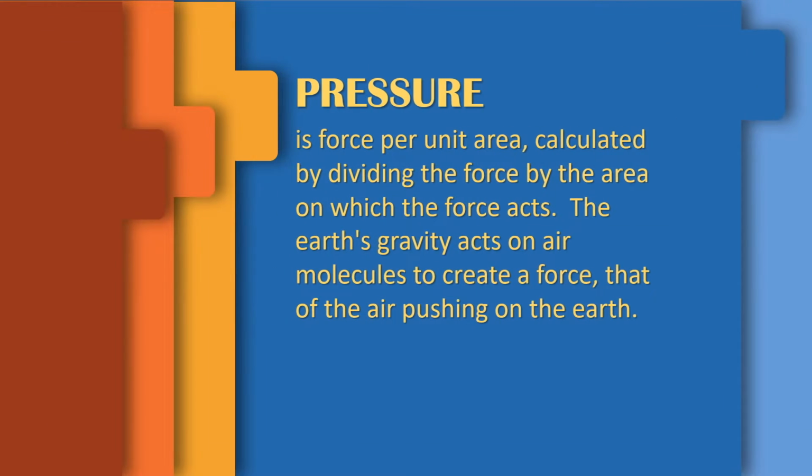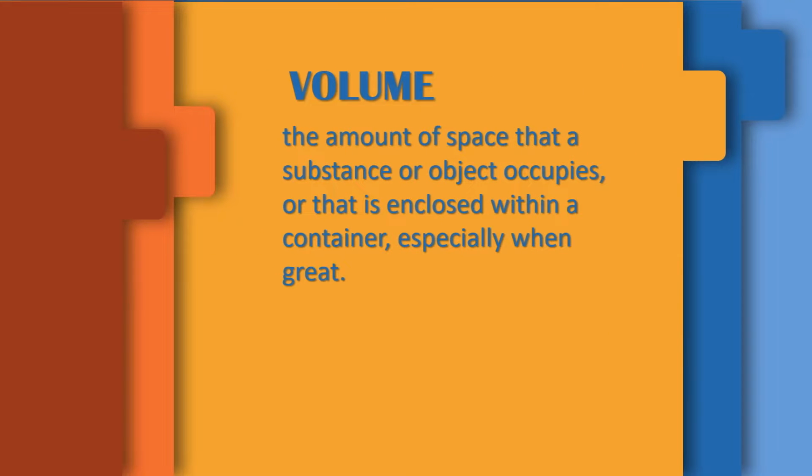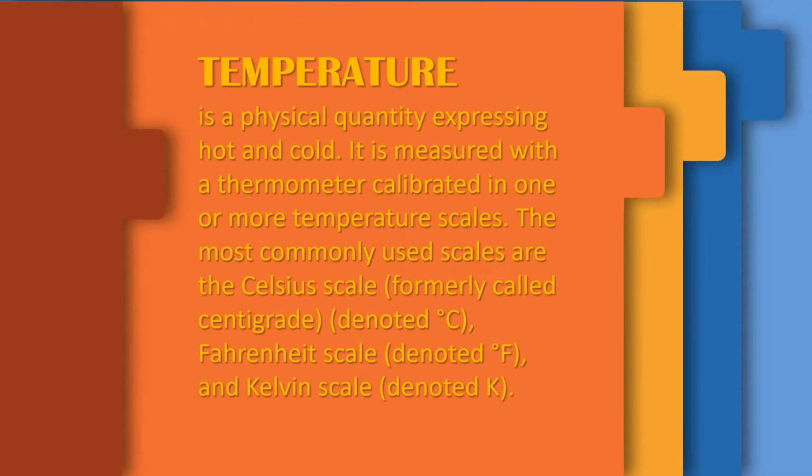Pressure is force per unit area, calculated by dividing the force by the area on which the force acts. The Earth's gravity acts on air molecules to create a force, that of the air pushing on the Earth. Volume, the amount of space that a substance or object occupies or that is enclosed within a container, especially when free. Temperature is a physical quantity expressing hot and cold. It is measured with a thermometer calibrated in one or more temperature scales. The most commonly used scales are the Celsius scale, Fahrenheit scale, and the Kelvin scale.